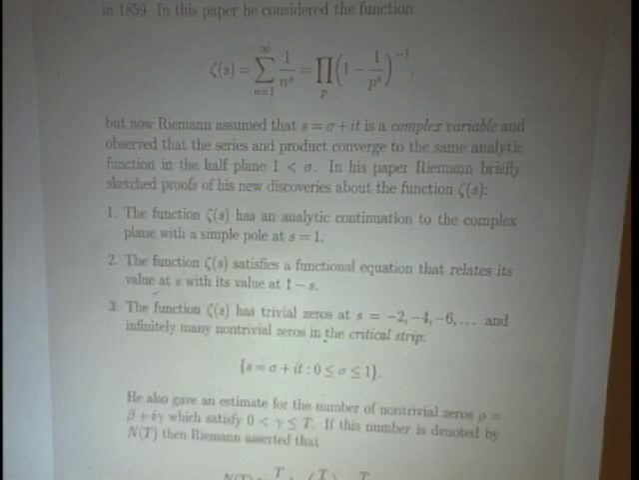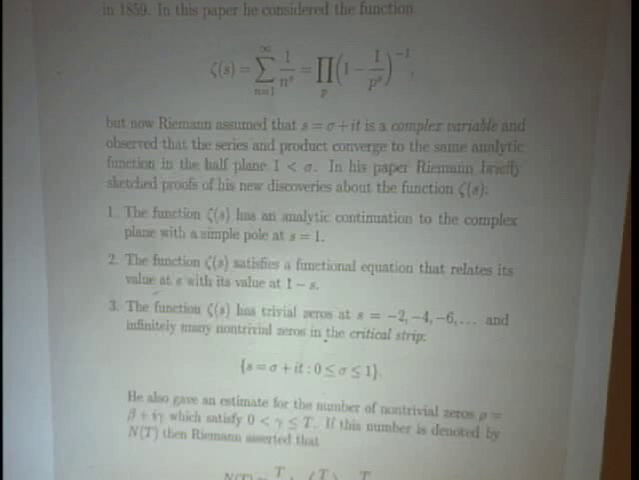Riemann also discovered a relationship between the value of the zeta function at s and the value at the point 1 minus s. Then he noticed, and now he was a little more vague and didn't really supply proofs. He definitely proved the functional equation and the analytic continuation, but number 3 he was a little vague about.